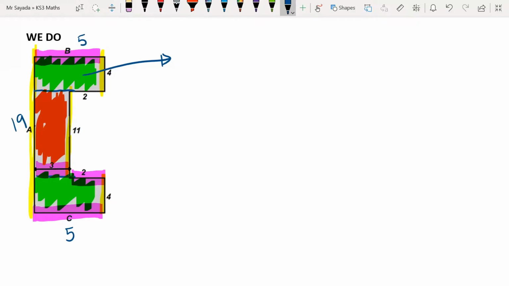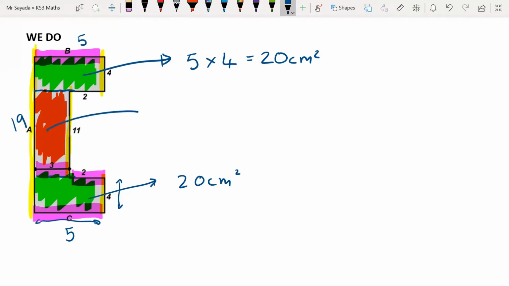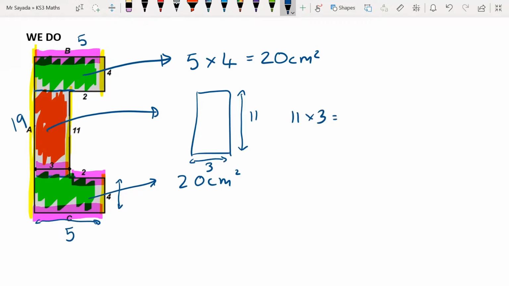The area of this rectangle will be its length times its width, 5 times 4, 20 centimeters squared. The one on the bottom will be exactly the same, 20 centimeters squared, because it's also 5 times 4. What about the one in the middle, the red one? Work out its area, pause the video to do that, press play once you're ready. You should have now worked out the area of the red rectangle, and hopefully you'll see that this is 11 and this is 3. So we've got 11 times 3, which is 33.